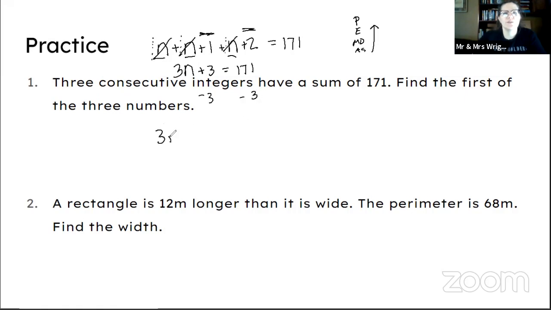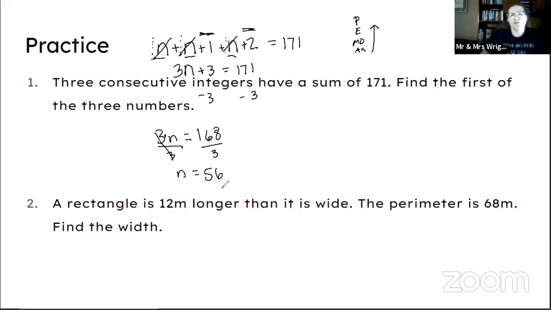That leaves me with 3n equals, what's 171 minus 3? Well, if I subtracted 1, it's 170. Subtract 2 more is going to be 168. Use your calculators just to double check that. And then you have 168. You need to undo this multiplication that's being done to the n. So we're going to divide by 3. So 168 divided by 3 is 56. n equals 56.